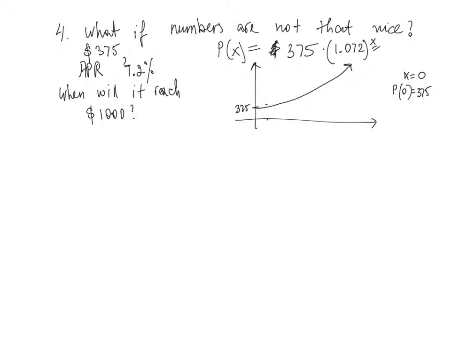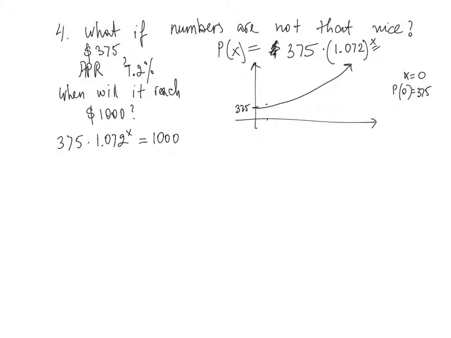Okay, so you are going to learn how to solve this equation, how to solve problems like this analytically without graphs. So basically, the equation will look like this. When will this amount, 375 times 1.072 to the x power, reach 1000? That's what you want to find. And we will learn how to solve it without graphing. But if you have a graph, it might be even easier to do it if you have a calculator, of course.